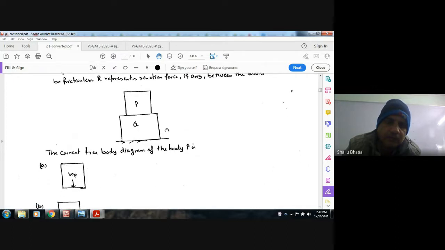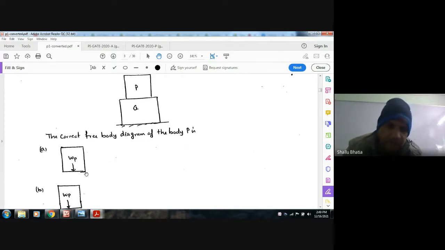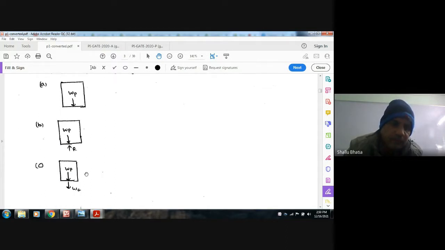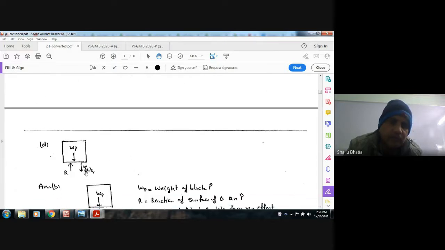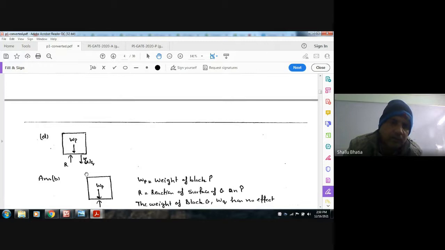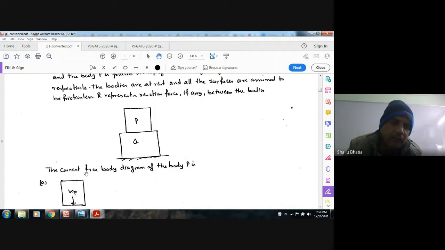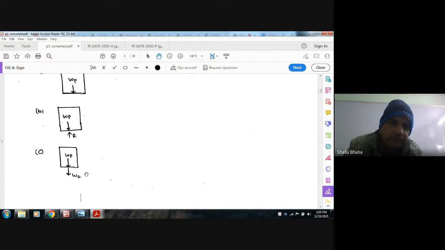The correct free body diagram of the body P is, so here in A the weight of P is there, but no reaction. In B there is also a reaction. In C, WP and WQ both act downward, and in D, WP acts downward, WQ acts downward, and R acts upward. So at body P there will be no weight of Q. So answer is option D.